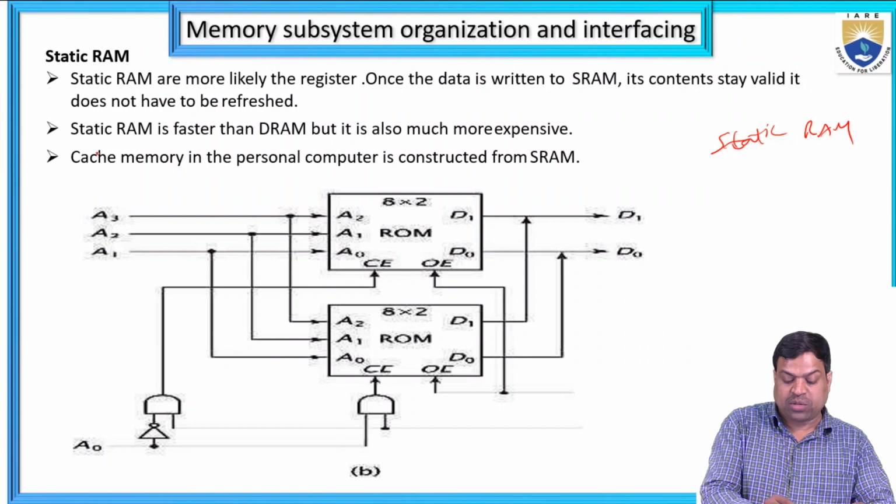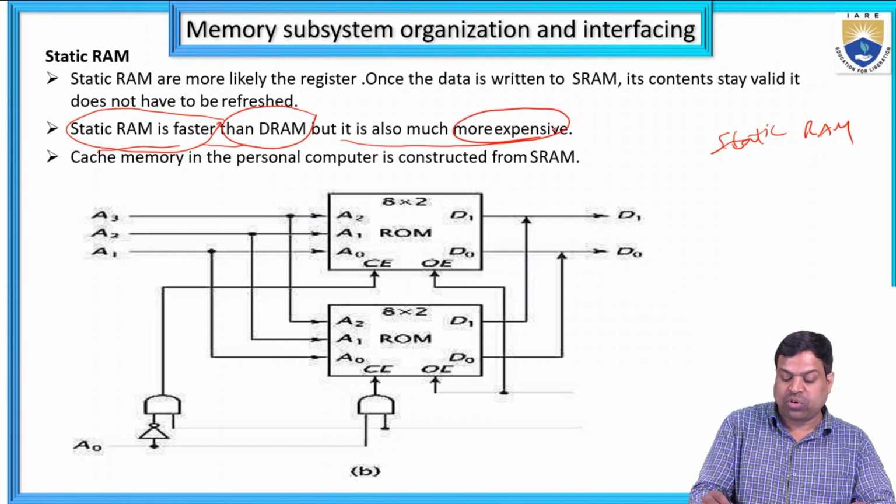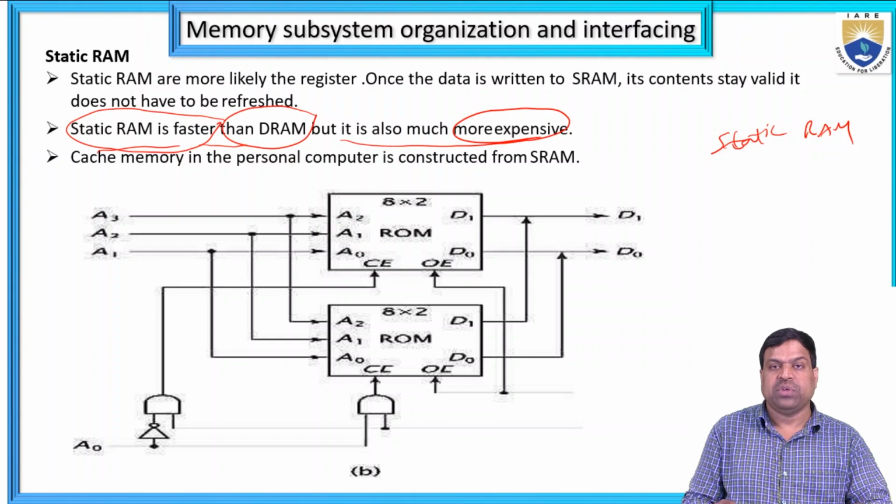So static RAM is faster than DRAM, but it is more expensive. Which one is better? SRAM is better compared to DRAM, and the cache memory in the personal computer is constructed from SRAM. Static RAMs are more like registers: once the data is written to the SRAM, the content stays valid. It does not have to be refreshed.